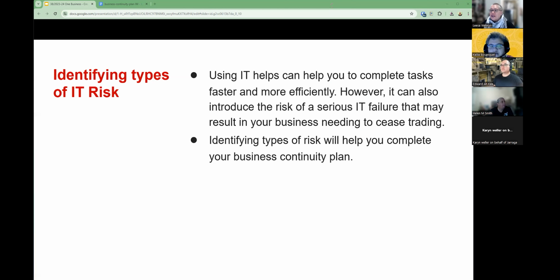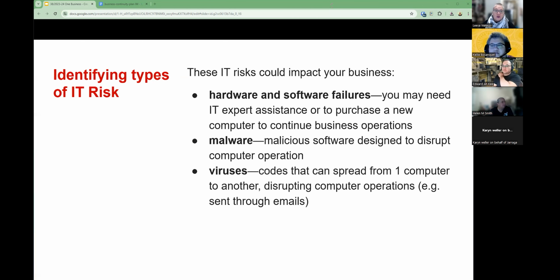So IT helps us to complete tasks. However, it can also introduce risks of a serious IT failure that may result in your business needing to cease trading. Identifying types of risk will help you complete your business continuity plan, which is what we're talking about. So some of those IT risks that could impact your business, things like hardware and software failures. You may need an IT expert to help get you back on track.